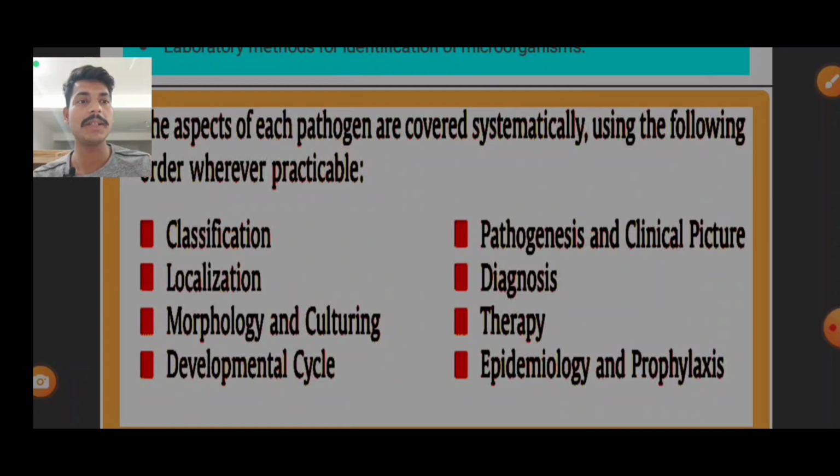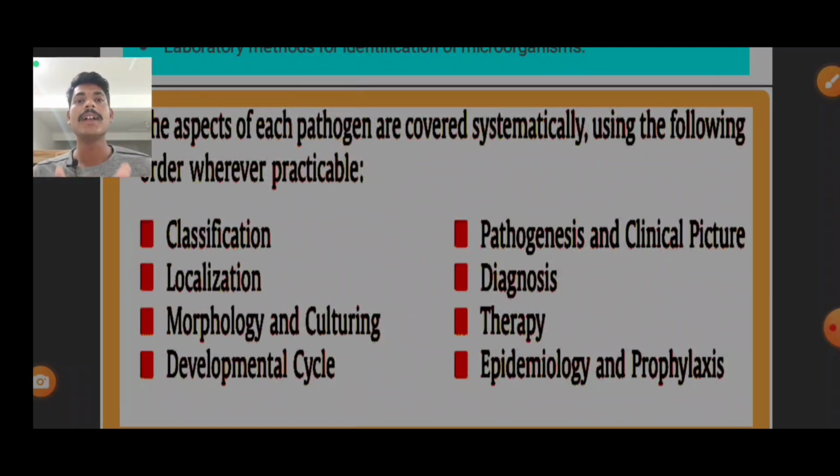Let me tell you a bit about these terms. Classification, as you know, is just a division of microbes so that we can identify those microbes in particular groups. Then localization. Localization means basically the habitat where these microbes can be found. Then we will study the morphology, the structure. Morphology is basically a term used for the external appearance, how a bacterium looks externally. That's called the morphology. And culturing.